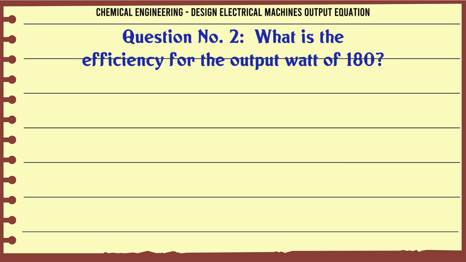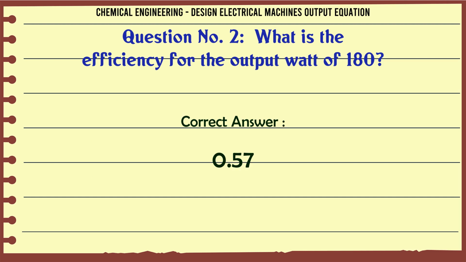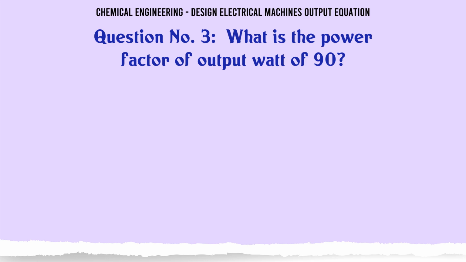What is the efficiency for the output watt of 180? A: 0.38. B: 0.48. C: 0.57. D: 0.65. The correct answer is 0.57.